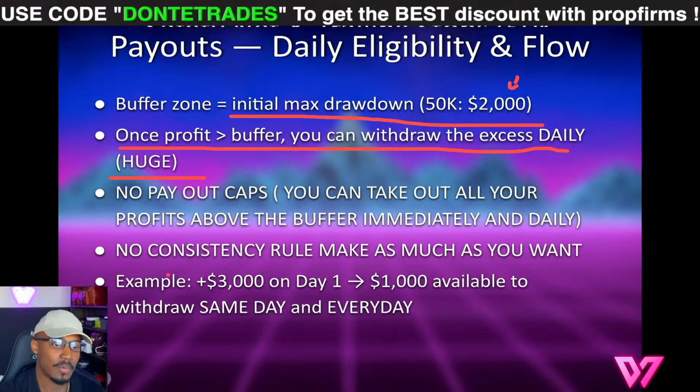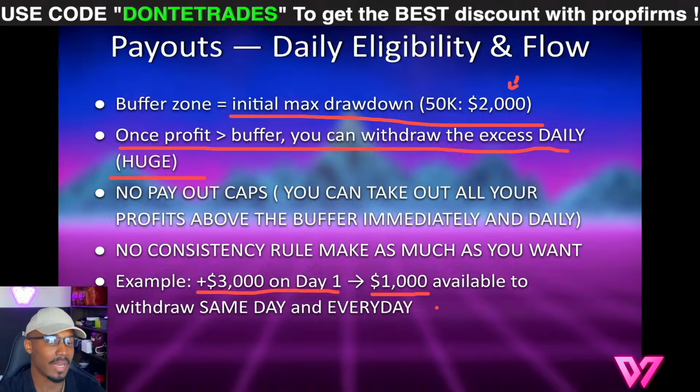And to give you an example, let's say you get into your funded account, your Pro Plus account. If you make $3,000 the first day, you can take out $1,000 immediately, right? Because again, anything over that $2,000 buffer zone, you can take out immediately, right? So that will be $1,000. So you can withdraw that same day. And if you do the same thing the next day, you can withdraw again the next day. And you could do that every single day, right?